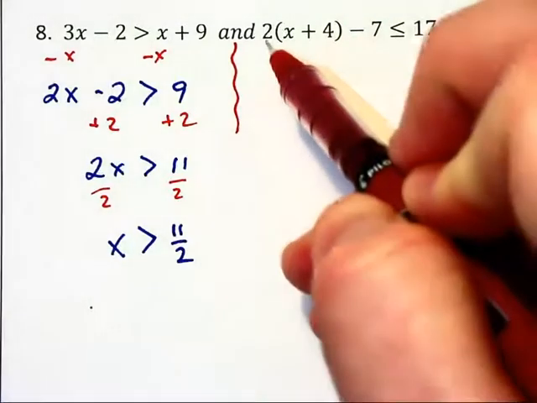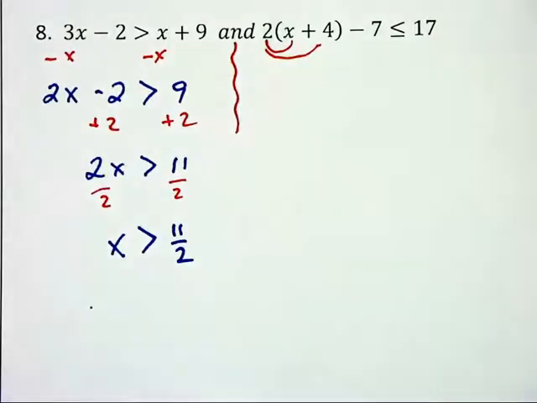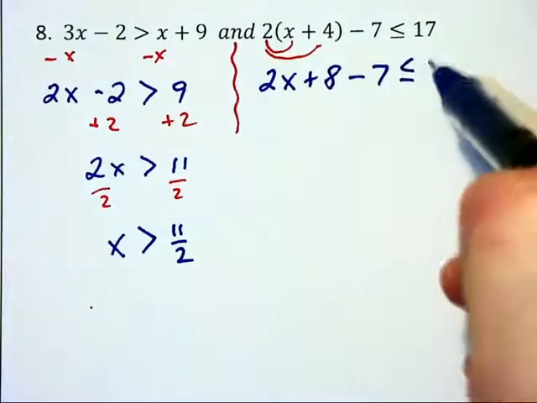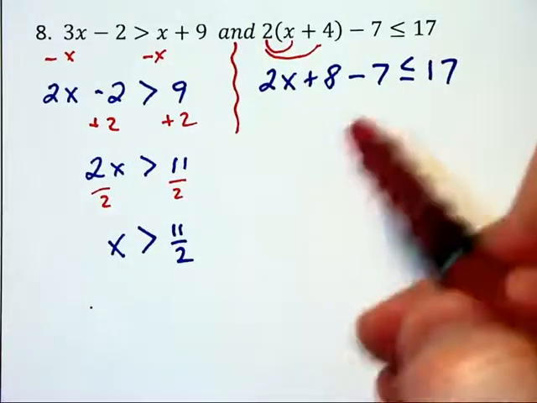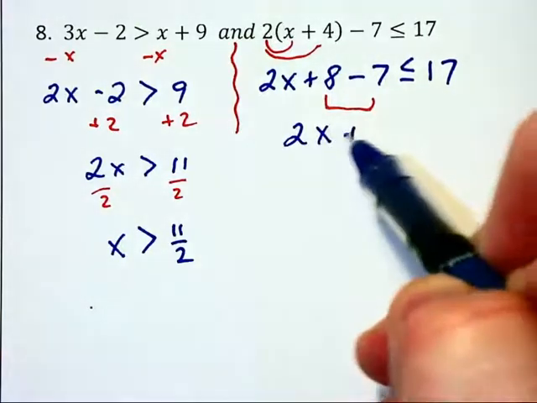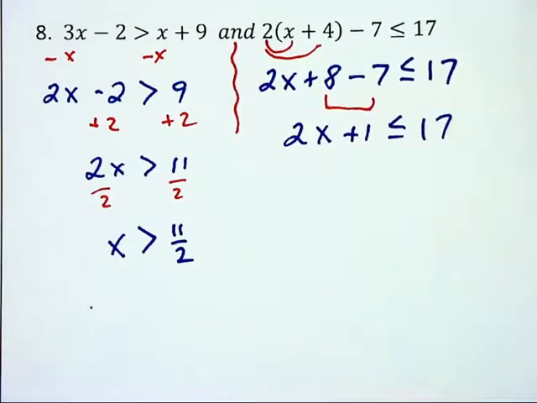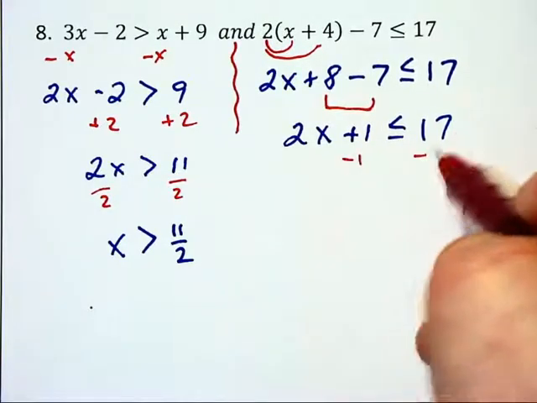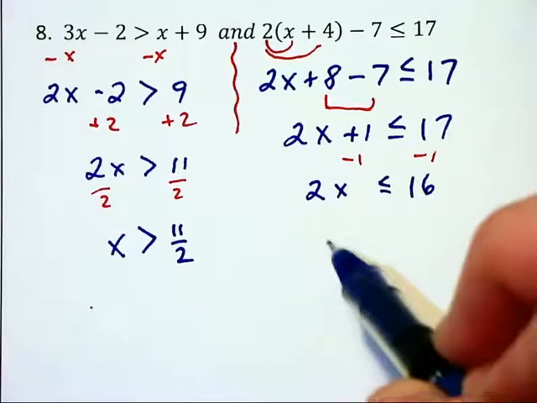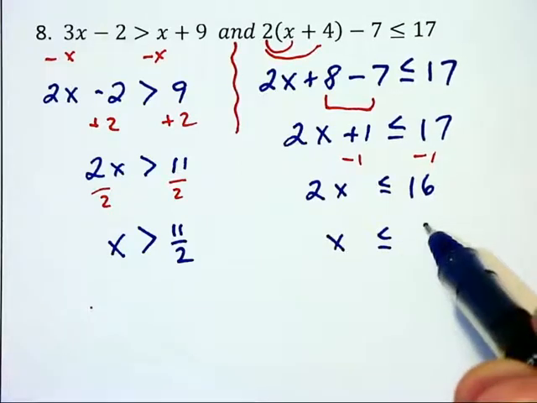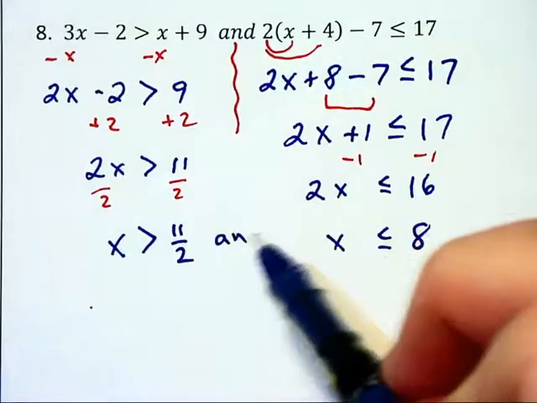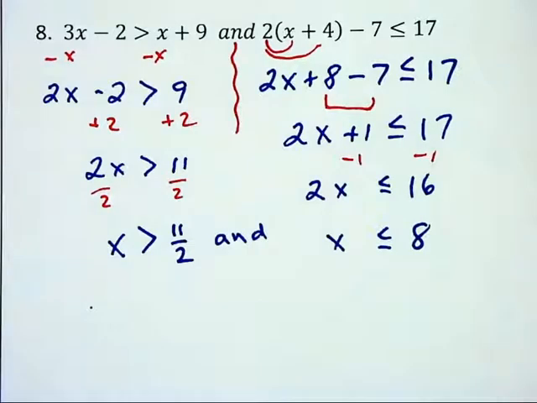Let's look at the second inequality. We're going to do some distribution first. This will give us 2x plus 8 minus 7 is less than or equal to 17. We can then combine some like terms on the left hand side. We will have 2x plus 1 is less than or equal to 17. We would then subtract 1 on each side. We will have 2x less than or equal to 16, and dividing each side by a positive 2 gives us x less than or equal to 8. Again, we did not change the direction of the inequality, and we have the word and between these.